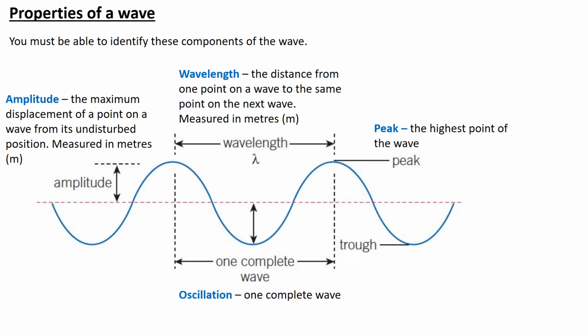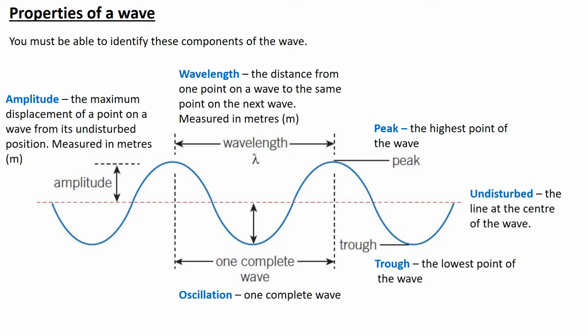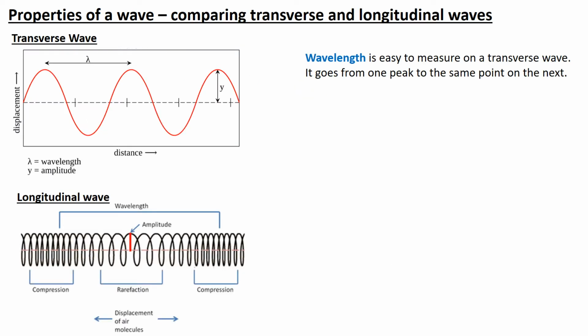The peak is the highest point of the wave. The trough is the lowest point of the wave. Undisturbed is the centre line of the wave, or sometimes referred to as 0 or origin. So let's look at comparing the properties of my transverse and longitudinal wave.